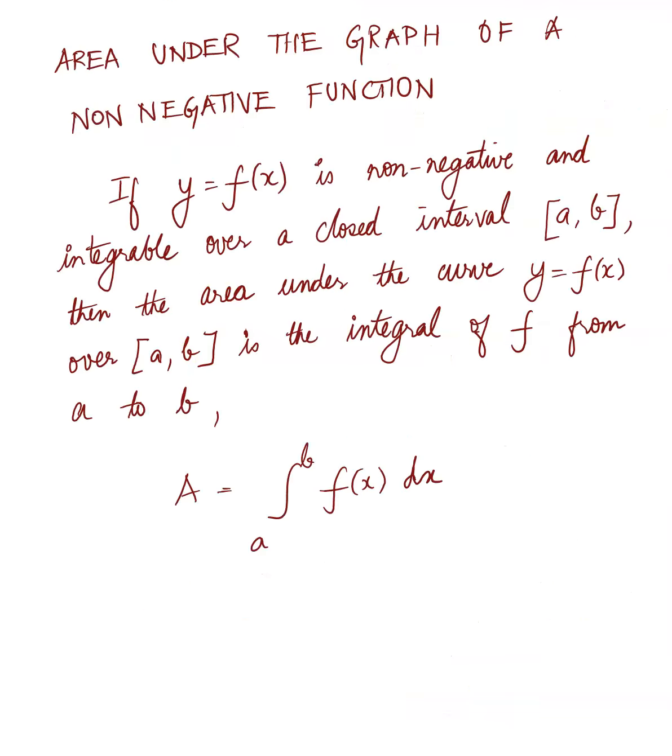So we now formally define this definite integral that we got from the limit of Riemann sums, because it has a very particular use as area under the graph of a non-negative function. So here's the definition, and let's read through it. If y equals f of x is non-negative and integrable over a closed interval ab, then the area under the curve y equals f of x over this interval ab is the integral of f from a to b. So in other words, the area A is equal to the integral a to b f of x dx.